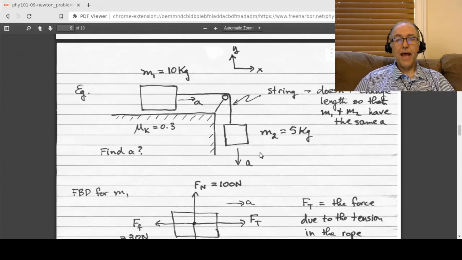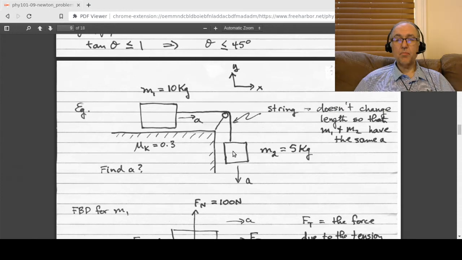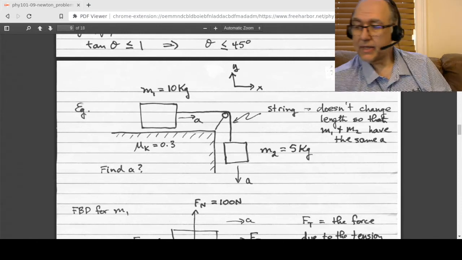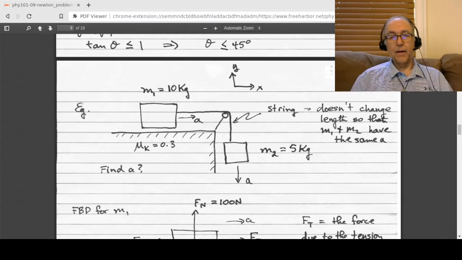All right. Now, in all of the previous problems, we used the first and second law. Either you can think of it as just using the second law, even in situations where A is equal to zero. When does the third law kick in? Well, the third law kicks in when you've got two objects, and the two objects are interacting with one another.